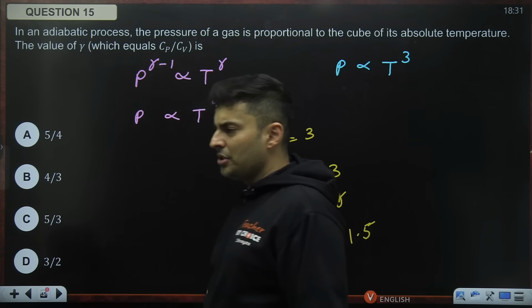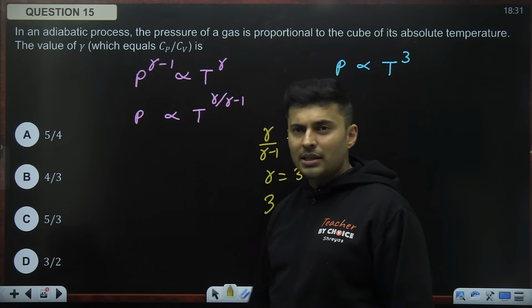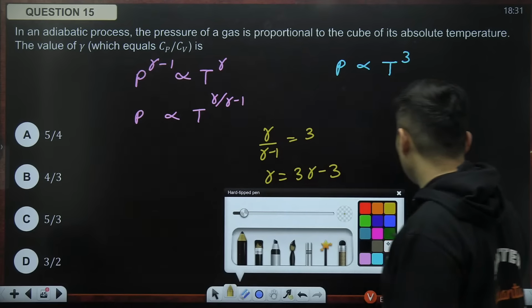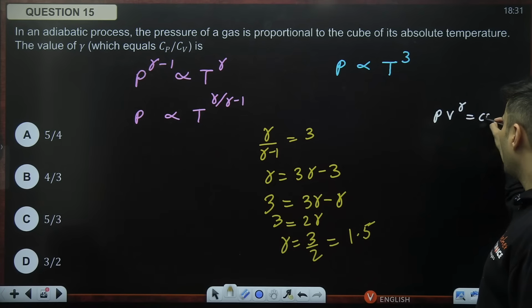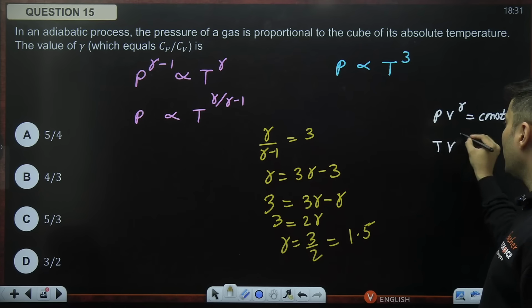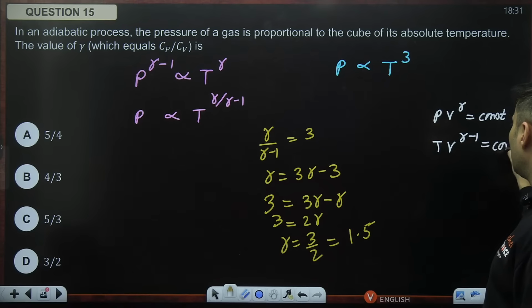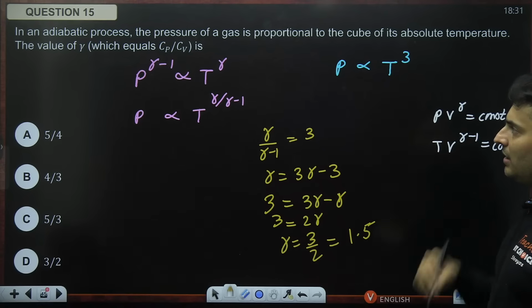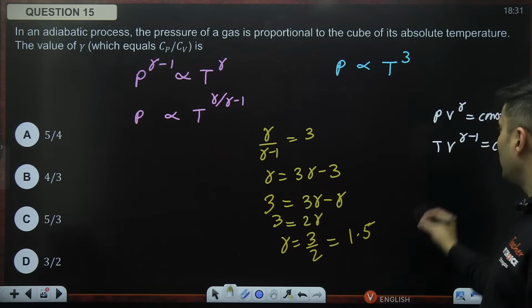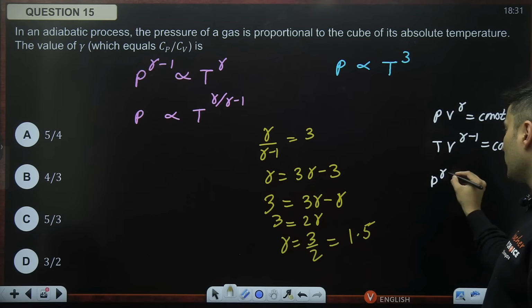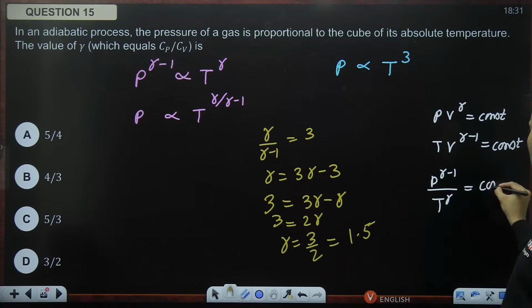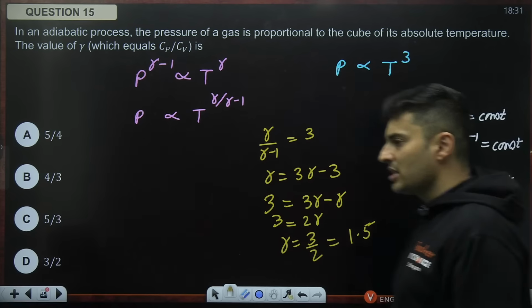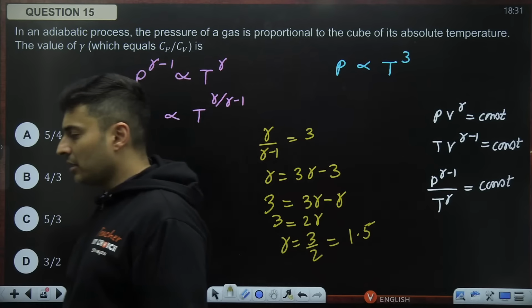So very nice question, guys. You should know this relationship. Apart from that, remember there are two other relationships: PV raised to gamma is a constant, and TV raised to gamma minus 1 is a constant. And of course, this relationship, which is nothing but P raised to gamma minus 1 by T raised to gamma, is basically a constant. So these three relationships are true for adiabatic processes.